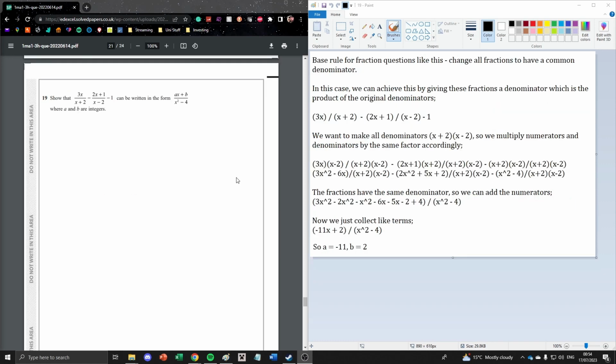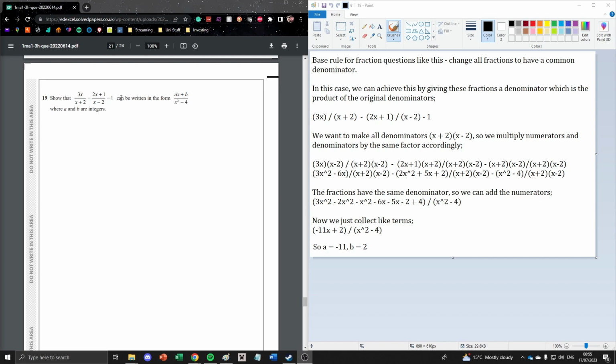Question 19 looks at mixed fractions. So we're given this expression: 3x divided by (x plus 2), minus (2x plus 1) over (x plus 2), minus 1, and we're asked to rewrite it in the form (ax plus b) divided by (x squared minus 4).